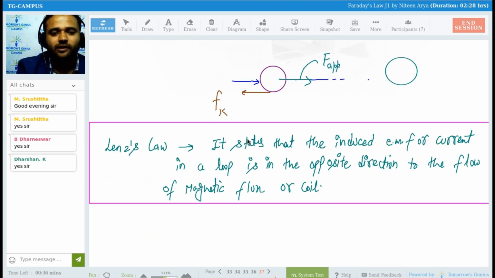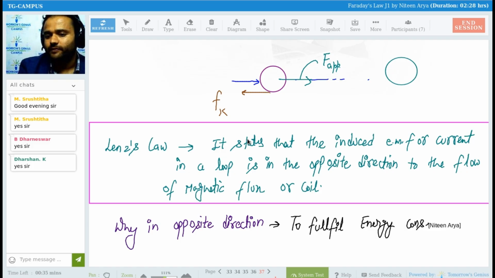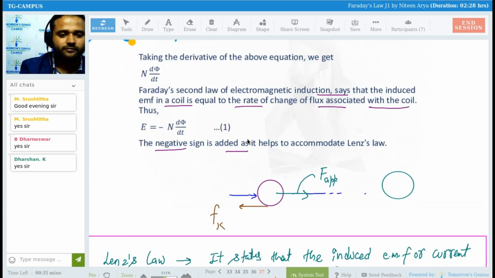If you find a question in any paper asking why in the opposite direction, the answer to this particular why is to follow the basic law, which is the energy conservation law. To fulfill the energy conservation law. Okay, is this clear now?